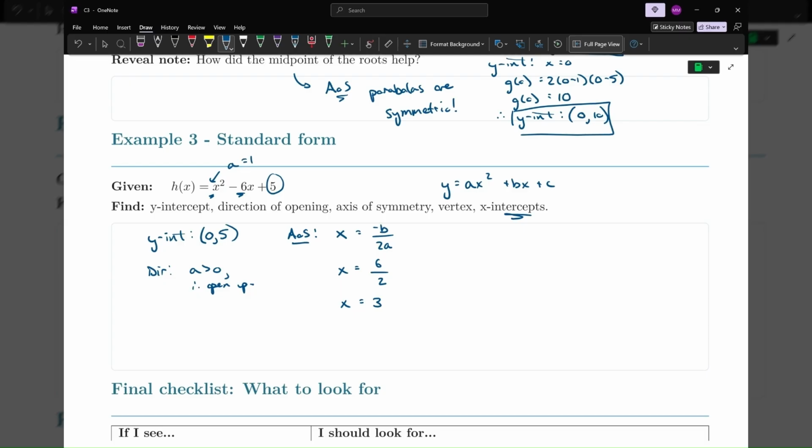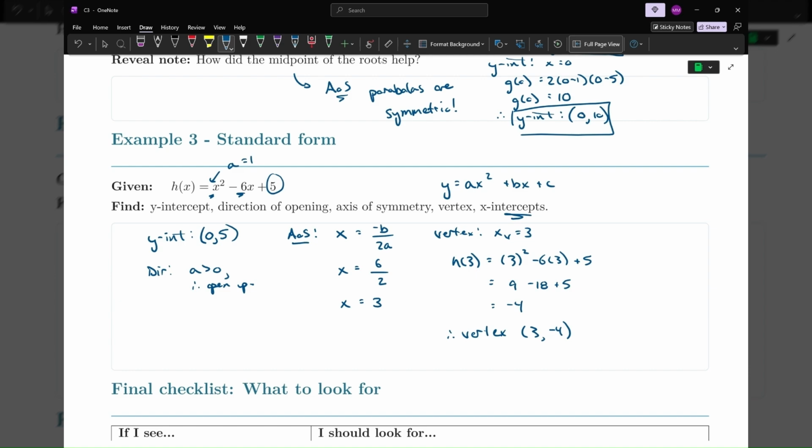There's the equation. So when I go up to my vertex now, the x part of the vertex is 3. We just got that. The y part of the vertex is going to be h of 3. So h of 3 is going to be 3 squared minus 6 times 3 plus 5. So that's 9 minus 18 plus 5, which is negative 4. So therefore, the vertex as a point is going to be (3, -4).